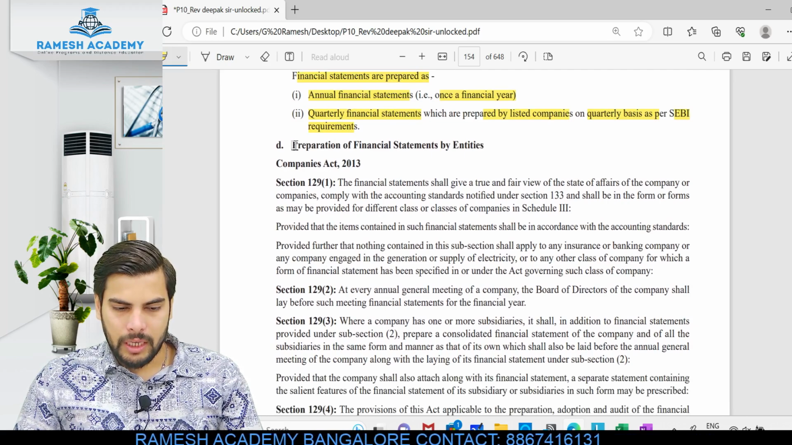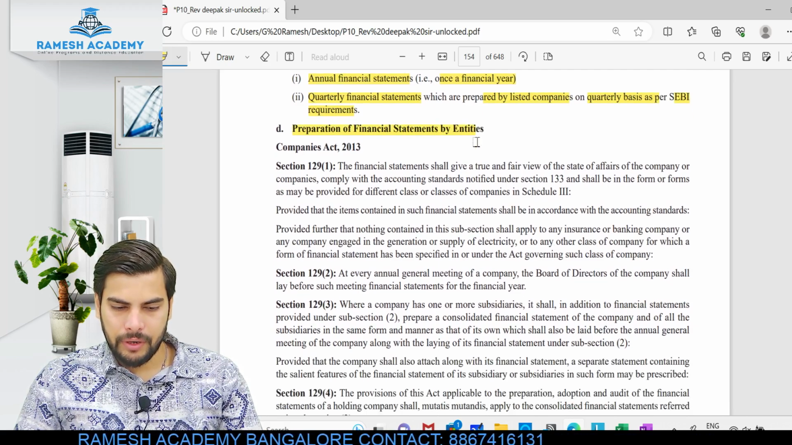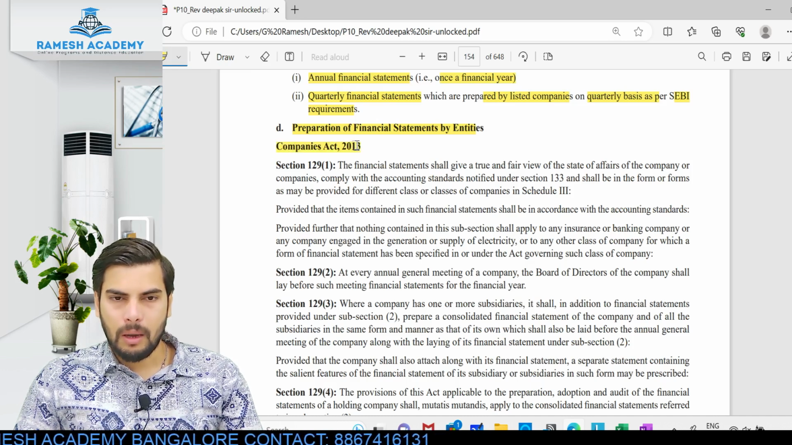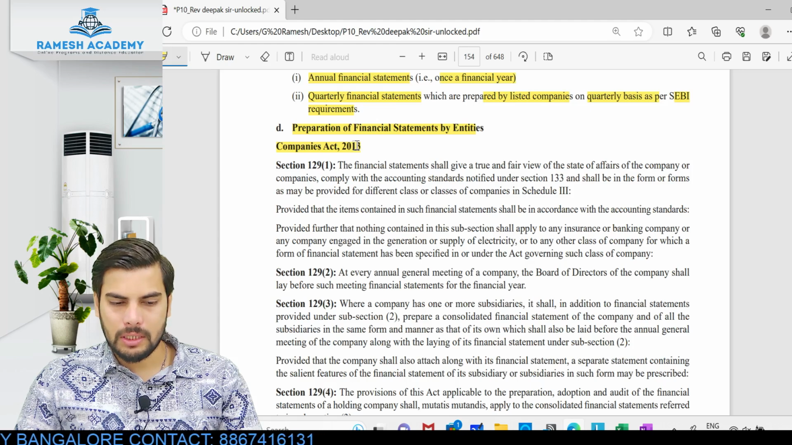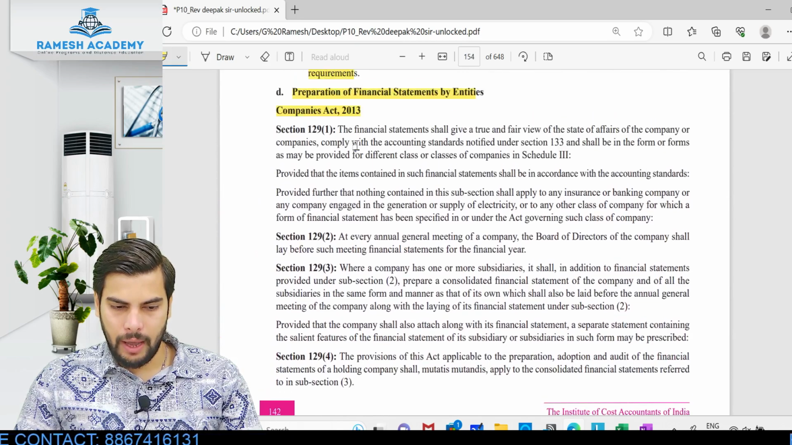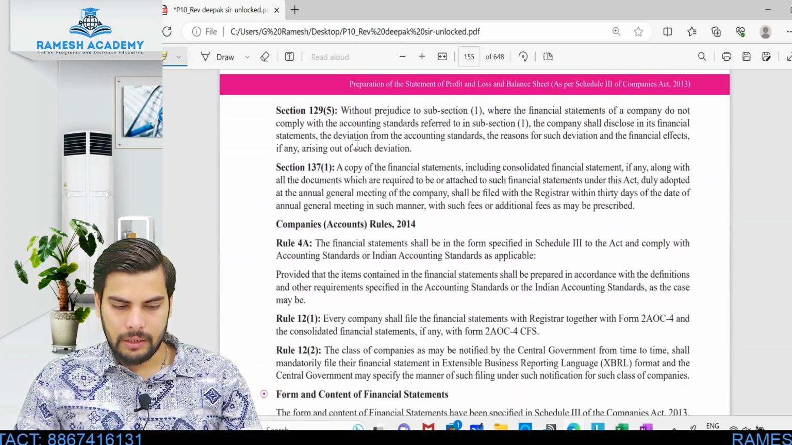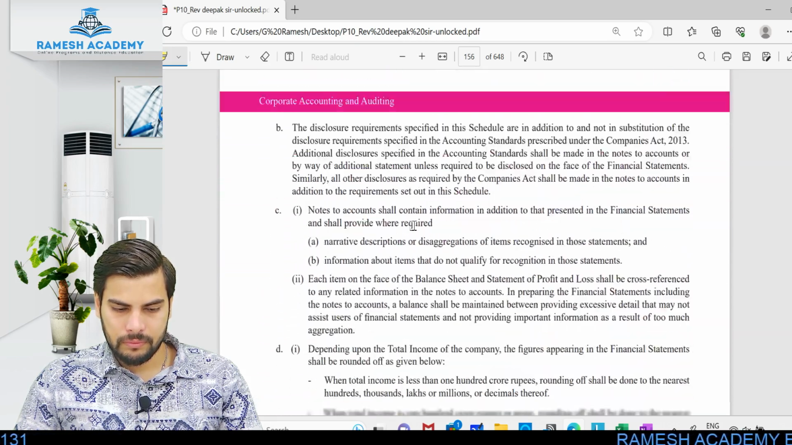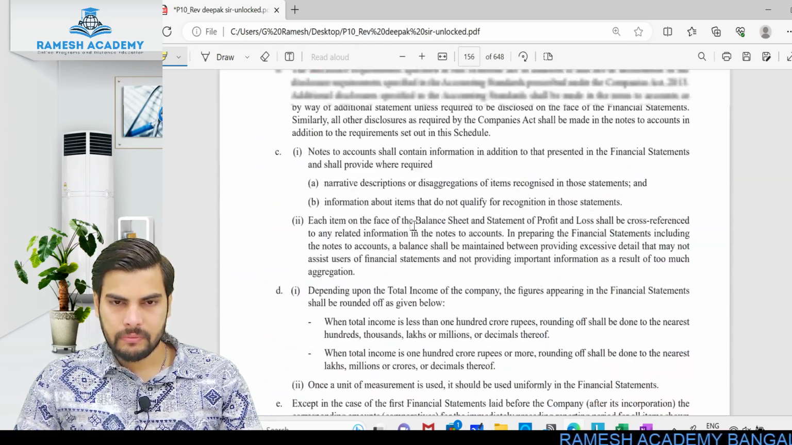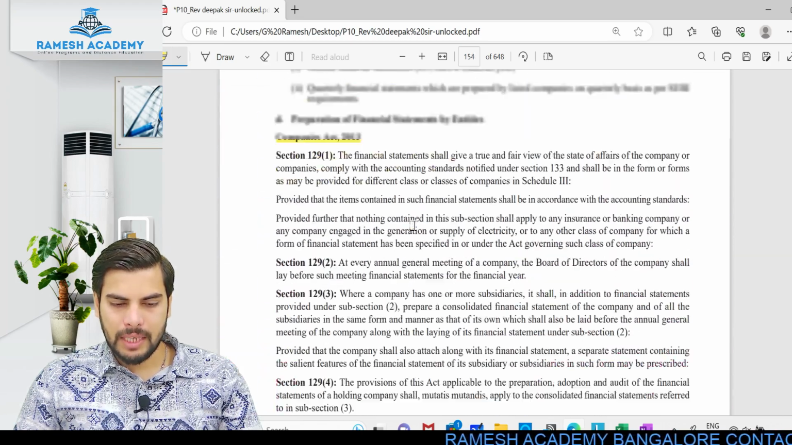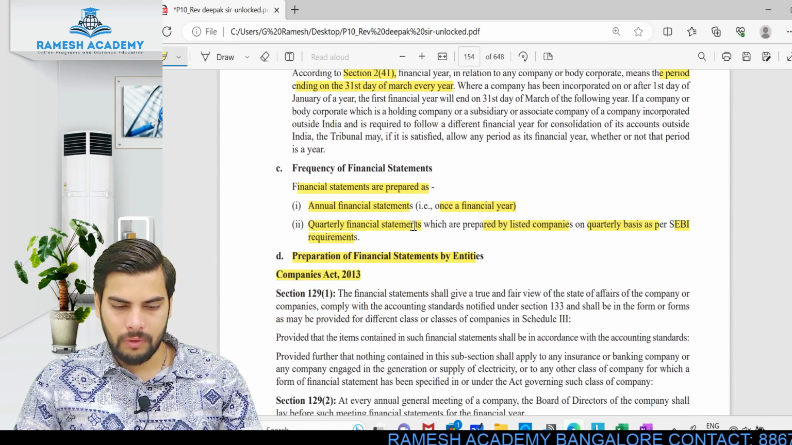So let's talk about the next point, preparation of financial statement by entities. Okay, so Companies Act 2013 provisions have to be followed. So the Companies Act, Companies Accounts Rules 2014, accounting standards, all these things are requirements which have to be fulfilled. Look at this, all these things are provisions relating to the Companies Act 2013. Later if you go on, look at this, Companies Accounts Rules 2014. Do you find this? Clear? So let us understand the provisions of this particular Companies Act and Companies Rules with respect to preparation of financial statement.